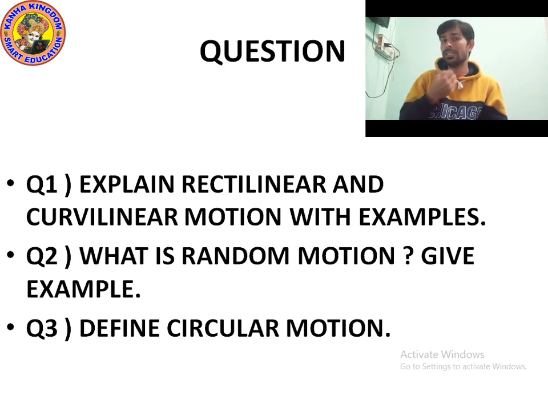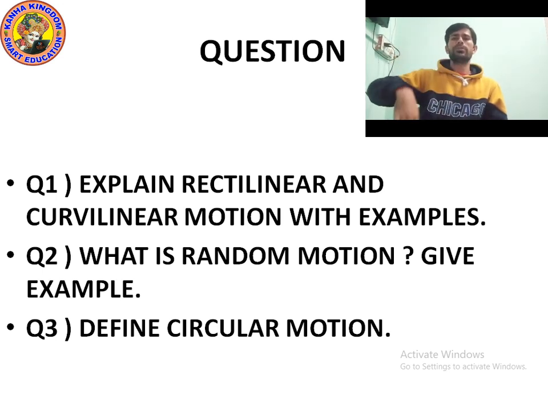So what is revolution? When a body as a whole moves in a circular path in a fixed orbit, it is known as revolution, and the body is said to revolve. For example, motion of a planet around the sun, motion of the earth around the sun, motion of the moon around the earth.